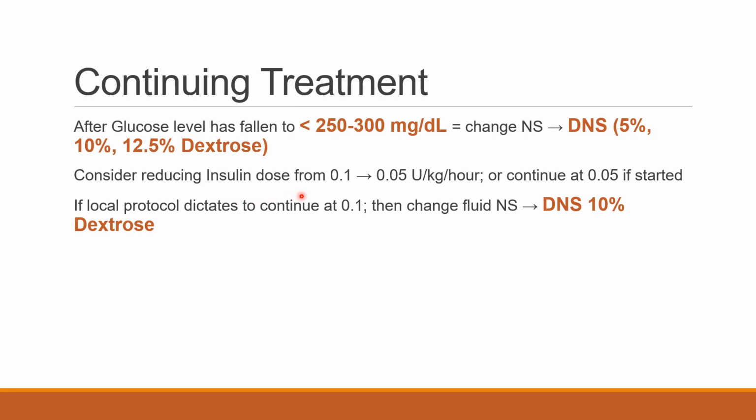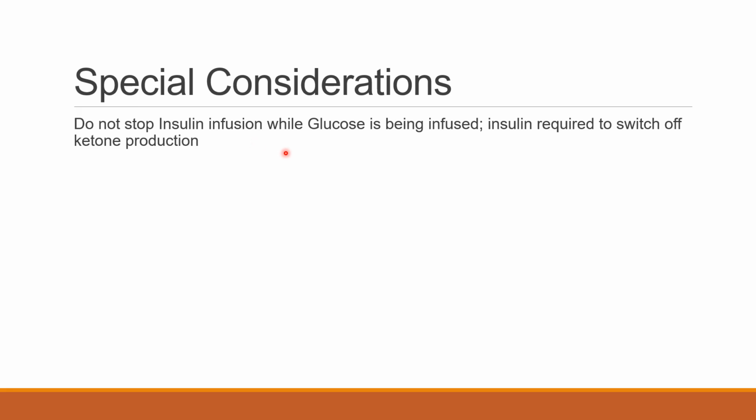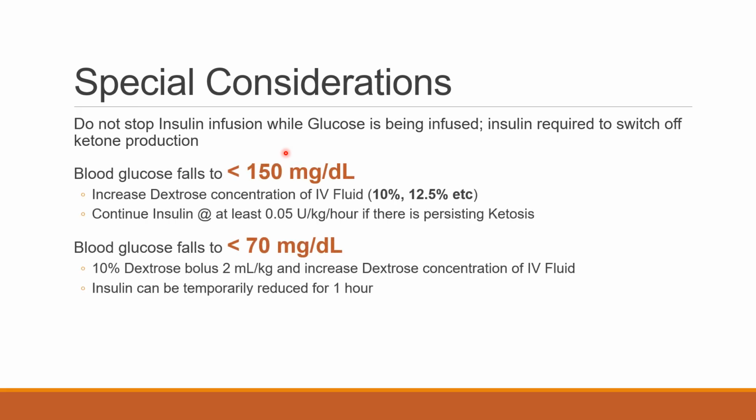We have to consider reducing the dose of insulin from 0.1 to 0.05, or continue at 0.05 if started at that level. As per the local protocol, if the insulin infusion is to be continued at a higher rate of 0.1, then you have to add 10% dextrose rather than 5% dextrose. Special considerations: do not stop the insulin infusion while glucose is being infused, and insulin is required to switch off the ketone production. The main purpose of insulin administration is to reverse the ketosis and the acidosis. When the blood glucose level falls to less than 150, you can consider adding 10% or 12.5% dextrose.